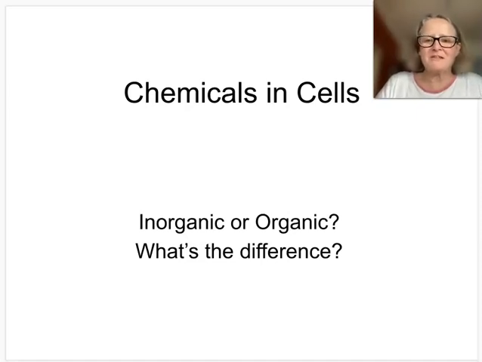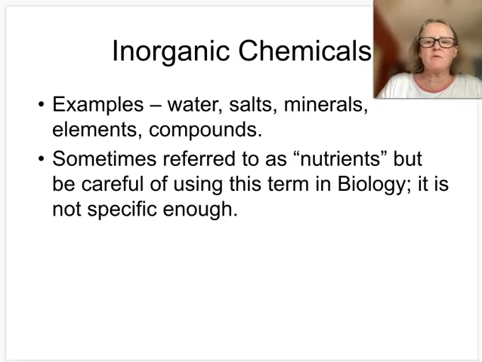So in this video, we're going to do a short crash course on the chemicals in cells. When we think about chemicals, we can group them into two big groups, organic and inorganic. Let's just dispense with the inorganic chemicals first of all. That's anything without complex carbon in it, and examples include the ones listed there, like water and salts.